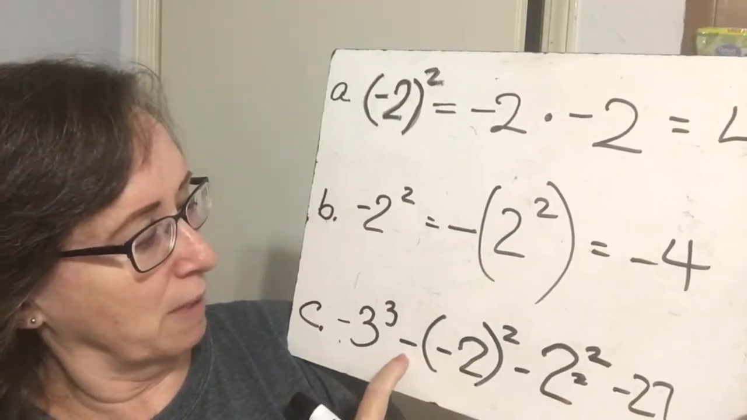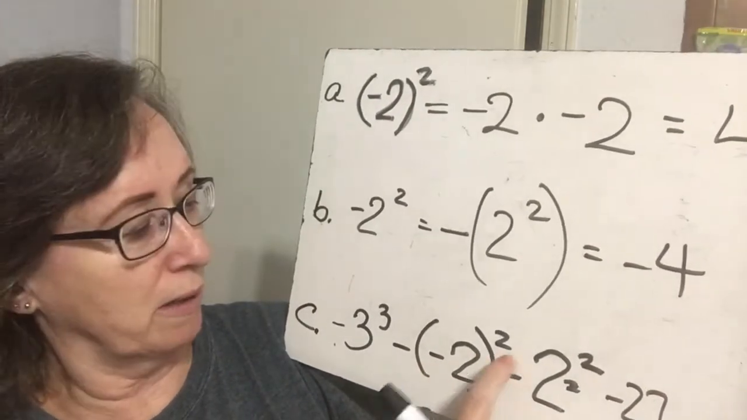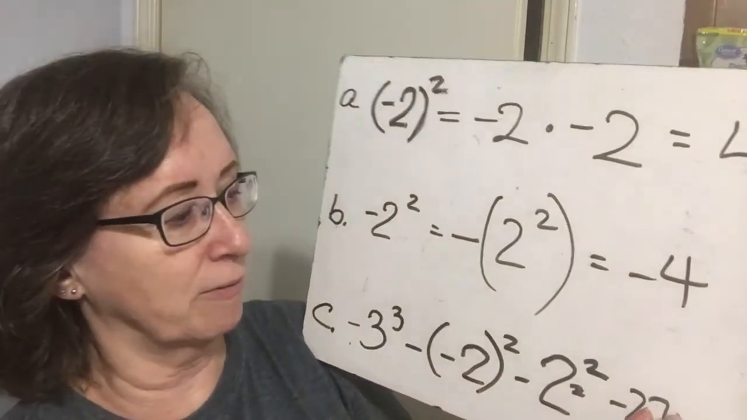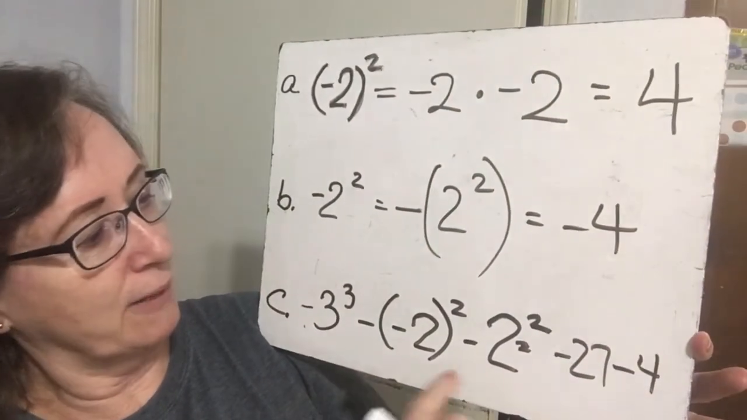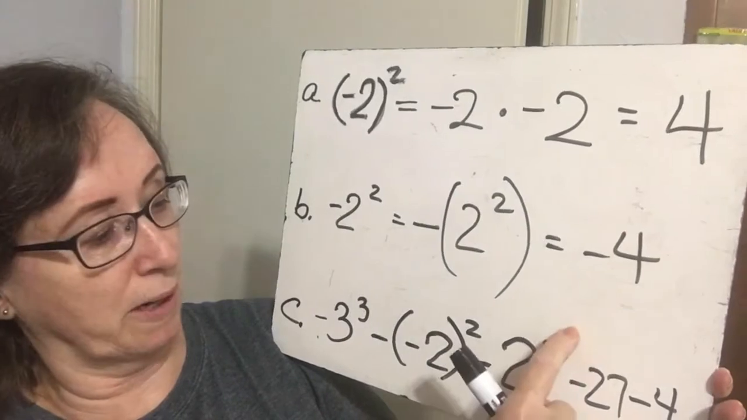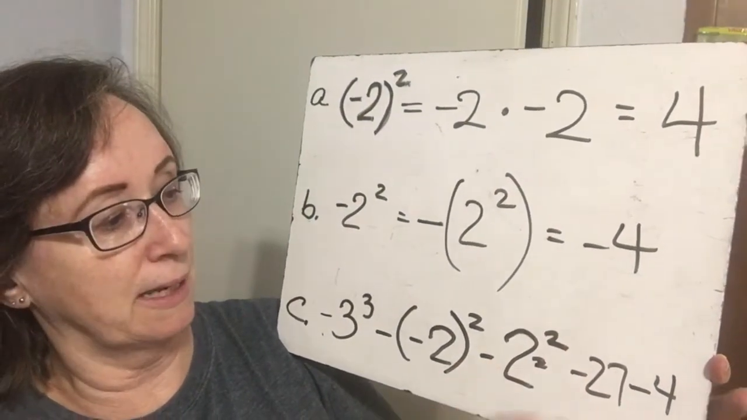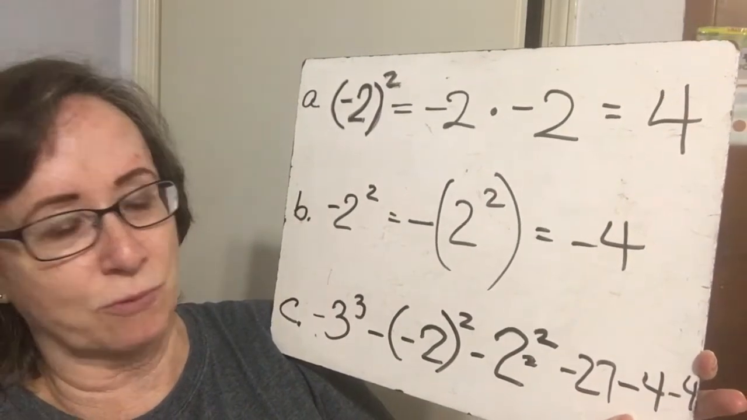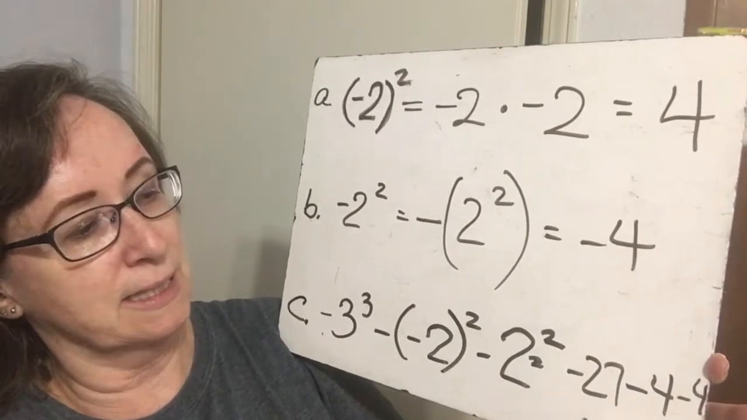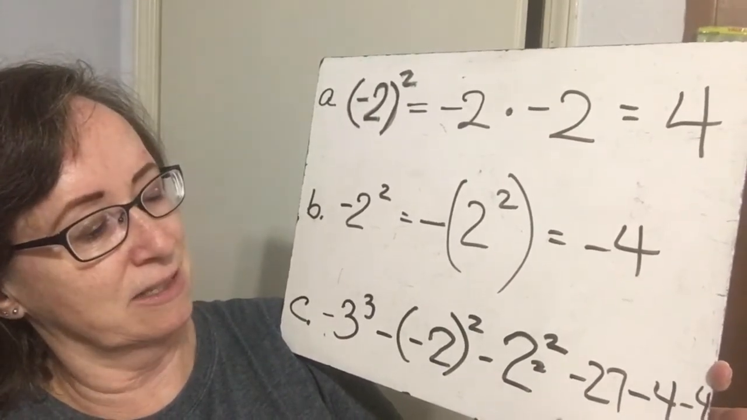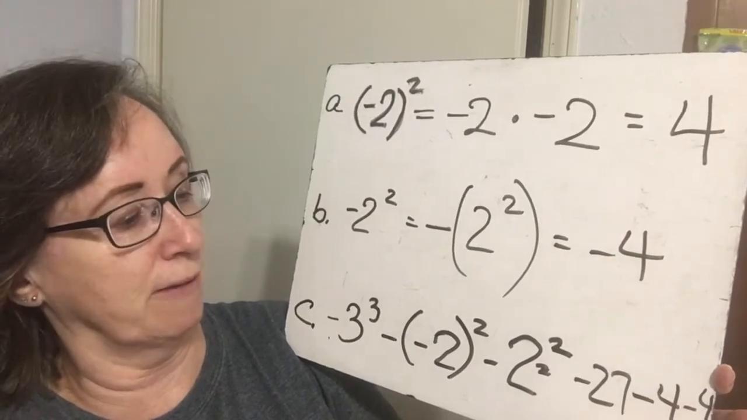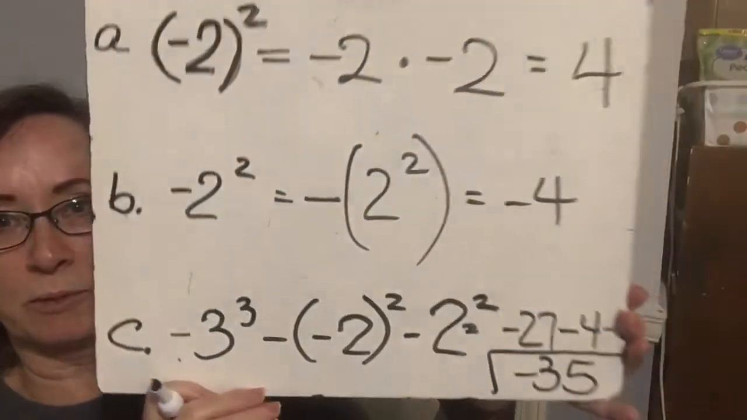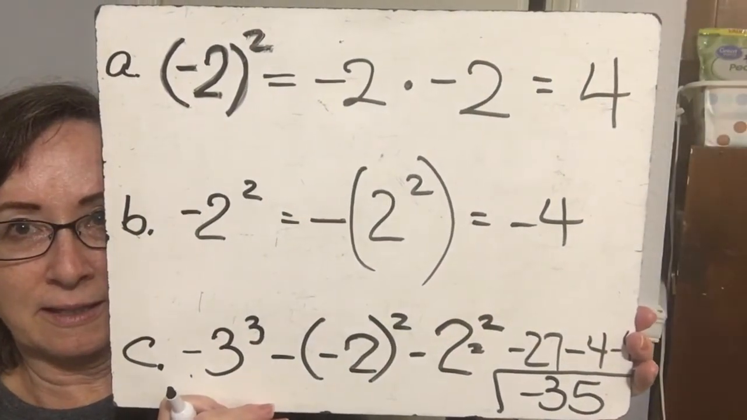And then we have minus a negative 2 squared. Negative 2 times negative 2 is 4, so it's the opposite of 4, or a negative 4. And then a negative 2 squared. 2 squared is 4, so it's a negative 4 again. I ran out of room, but it's negative 27 minus 4 minus another 4, which is negative 31, negative 35. So there's your board, and we have a few more practices.